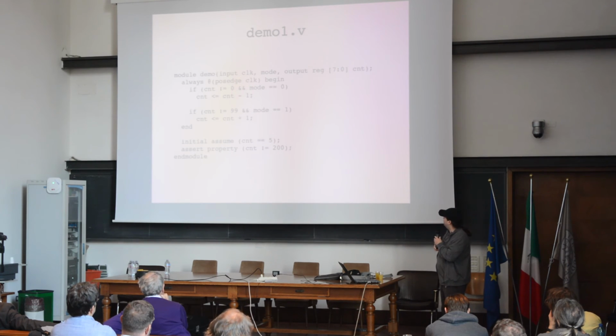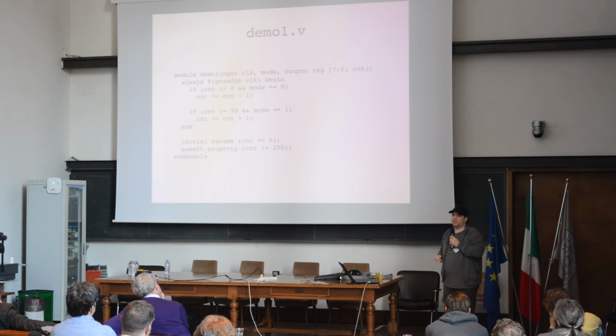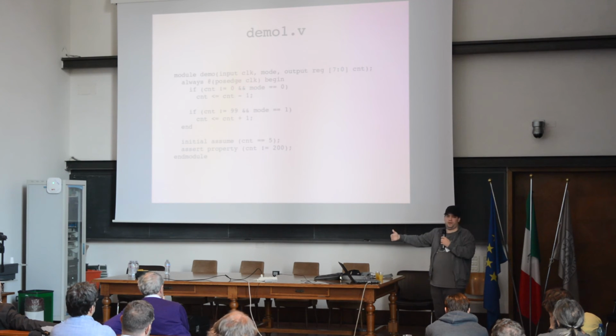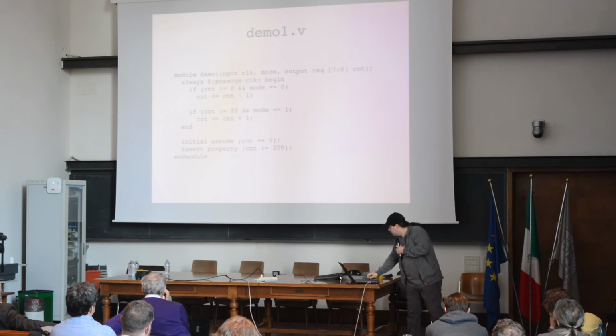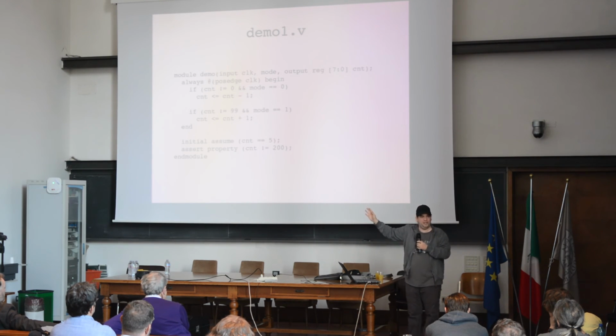first hello example. Now we have a mode thing, and the mode thing says if we count up or if we count down. And initially we assume that the counter is 5, and we say the counter can never be 200. And in fact, if we look at the always block above, we can see it can never go below 0 or above 99. So this assertion holds. We can never go above 99.